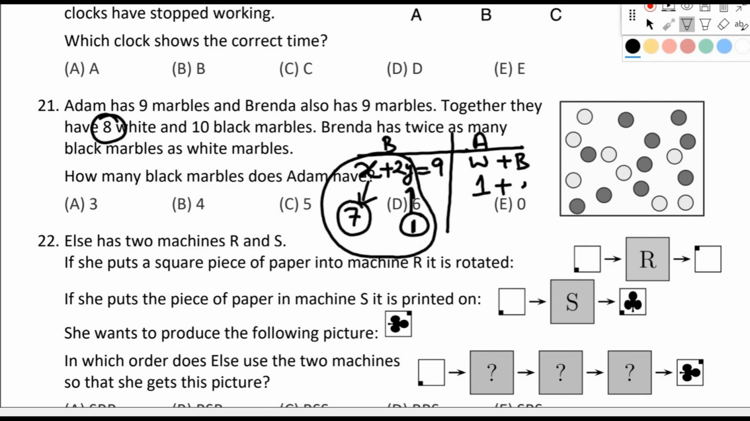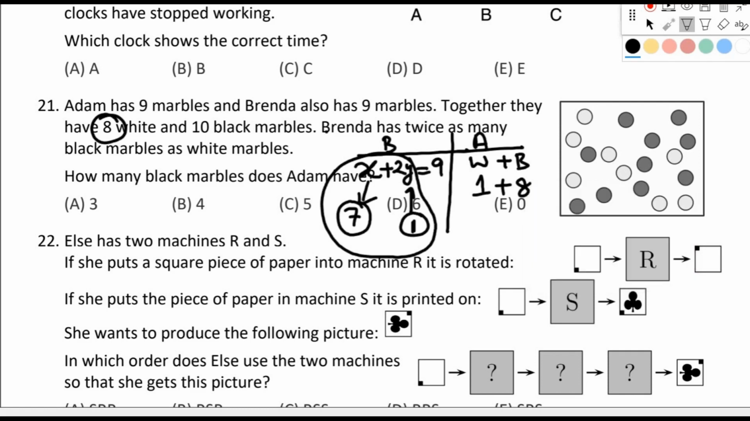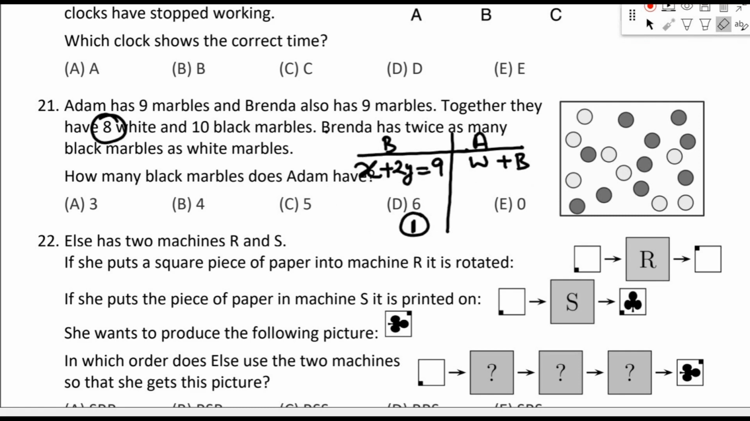So 8 black marbles. If it is 8 black marbles, then only it becomes 9. So how many black marbles does Adam have? According to the first option, Adam has 8 black marbles, which is not one of the choices. Okay. Now let's see any other choice because this option is not there. Then we'll see for some different value of y.